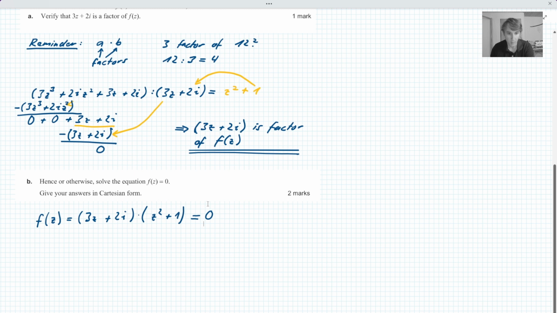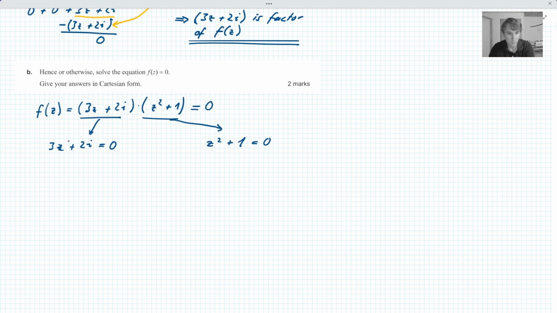So this is our equation, and since this is a multiplication, either this bracket can be 0, which would make the whole left side 0, or this factor could be 0, and this gives us two equations. We can solve the left equation like we would solve a normal equation.